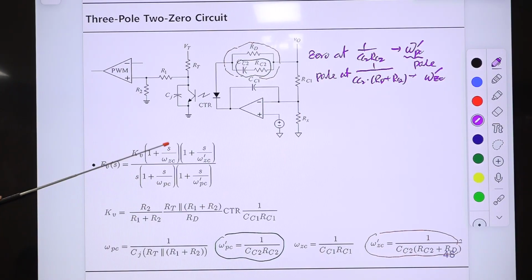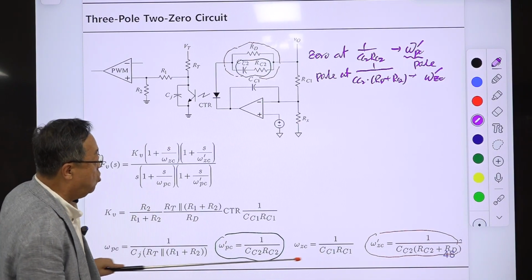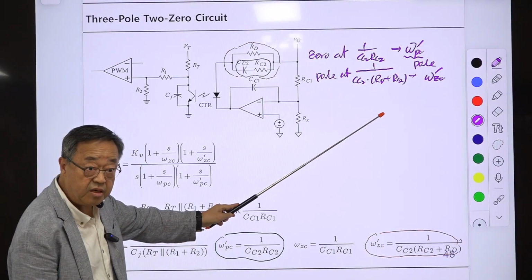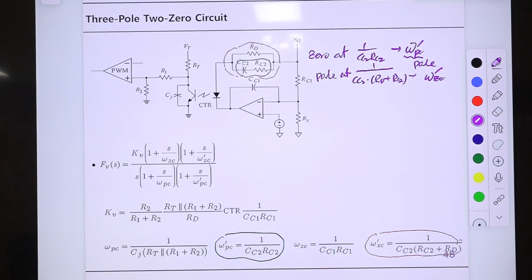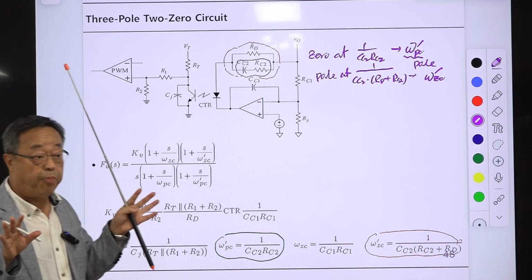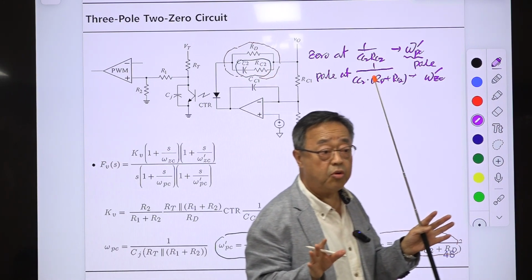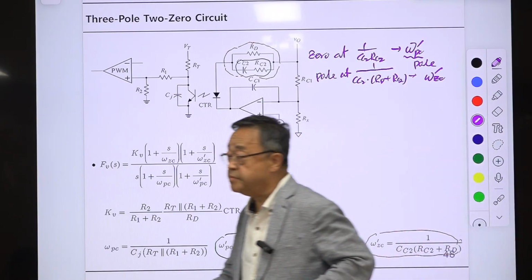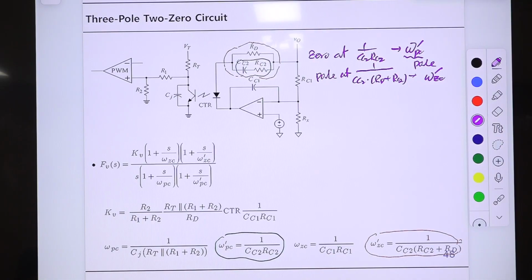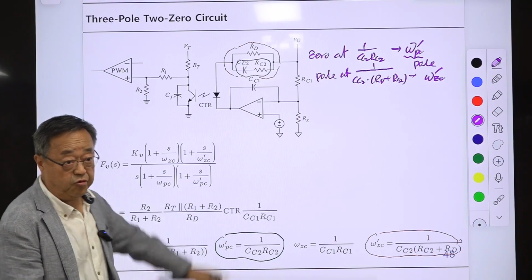Okay, so with this, the transfer function is this one. 1, 2, 3 poles, 2 zeros, and the pole frequency is this one, and zero frequency is this one. So this is the case of 3-pole 2-zero compensation, and this might be necessary for the isolated buck converter with voltage mode control. But if current mode control is used, you don't need this. Simple, but knowing this will simplify your job.